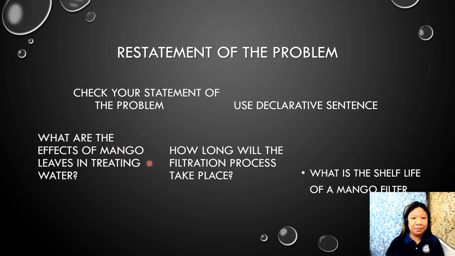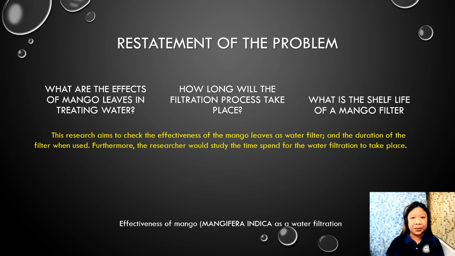So, given examples of some SOPs coming from the researches of students before, for instance, we have here the following questions. What are the effects of mango leaves in treating water? How long will the filtration process take place? And what is the shelf life of the mango filter? So how are we going to come up with the restatement of the problem in chapter 3? So, for example, here are the following SOPs. You need to use declarative sentences.